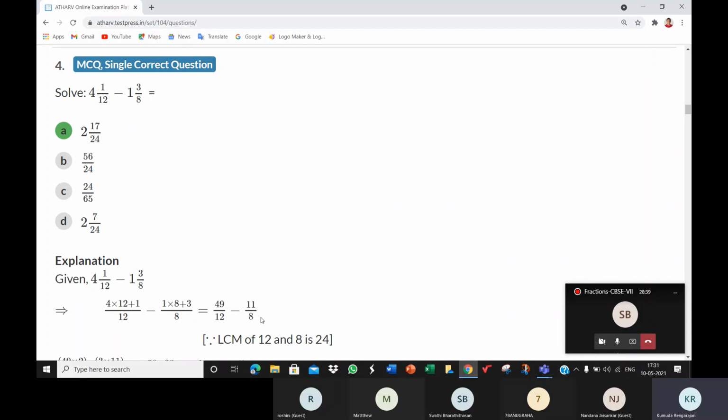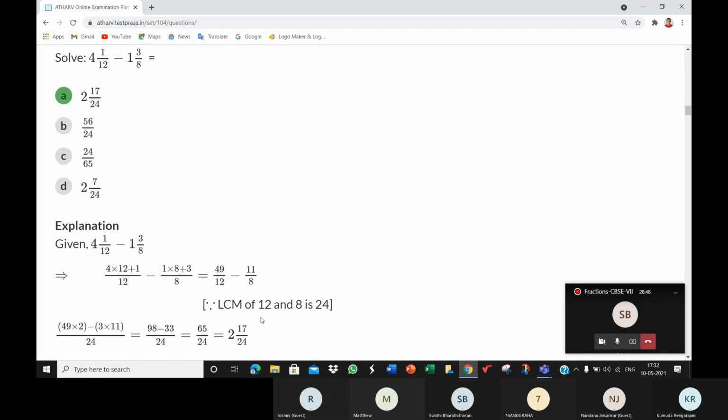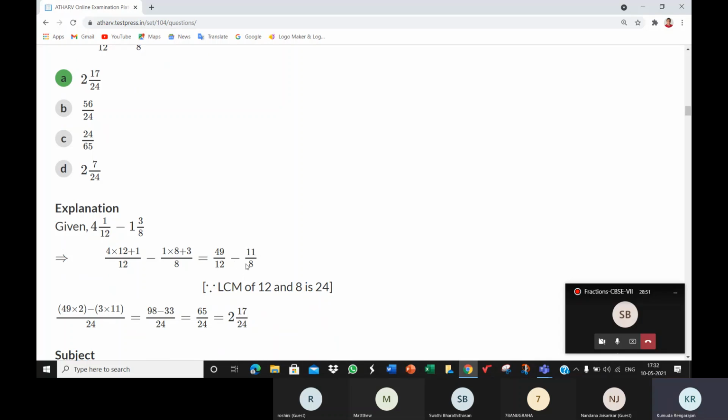So the next step is to find the LCM. You know the procedure to find the LCM. The LCM of 12 and 8 is 24. So now, same idea. I'm not explaining this again, children. The common denominator is 24. Use the same procedure like we did earlier. And on simplifying, we get 65 by 24.